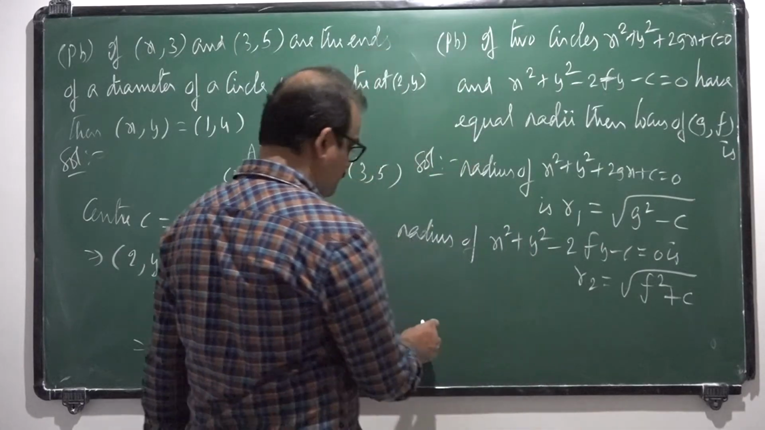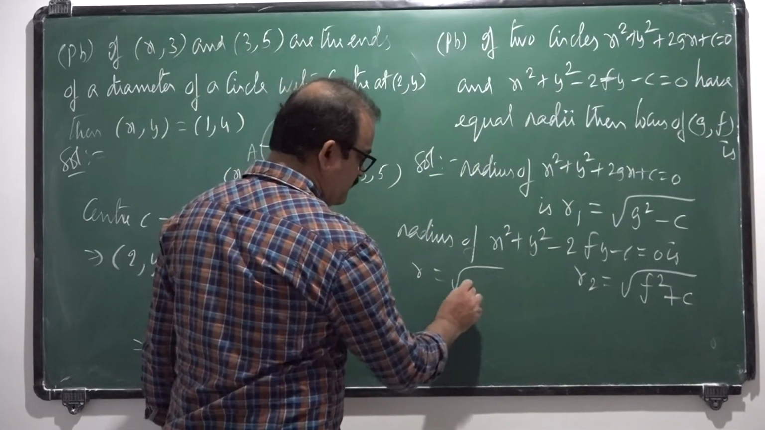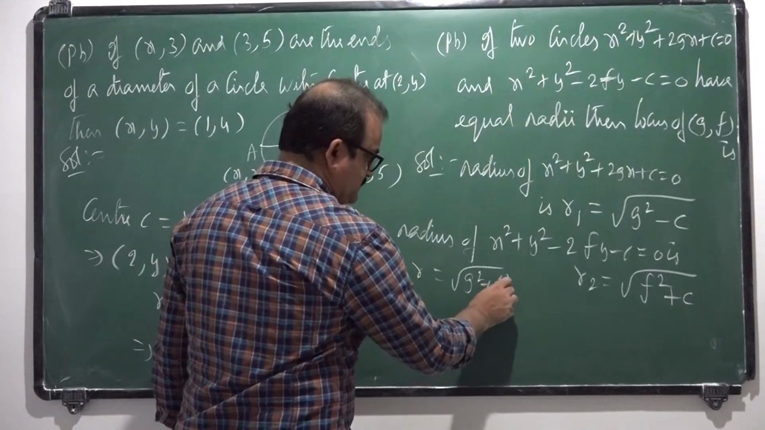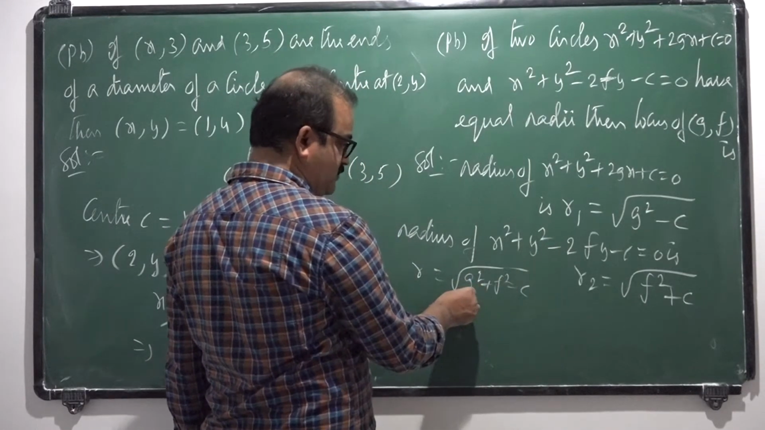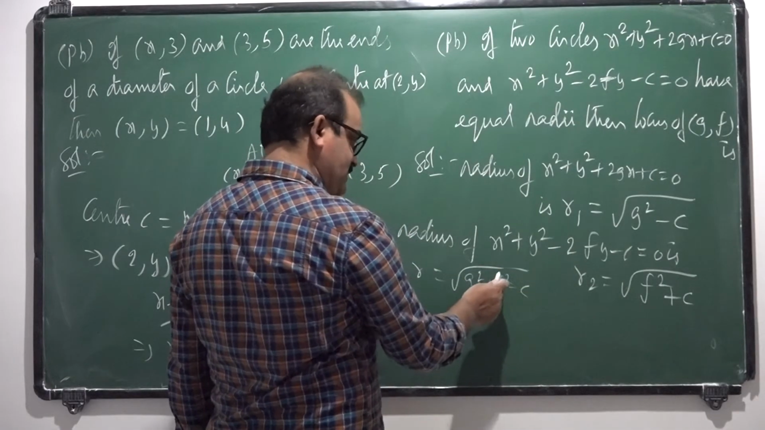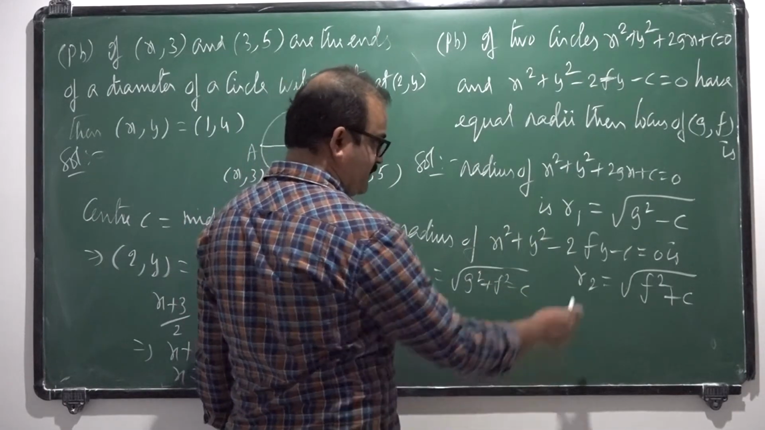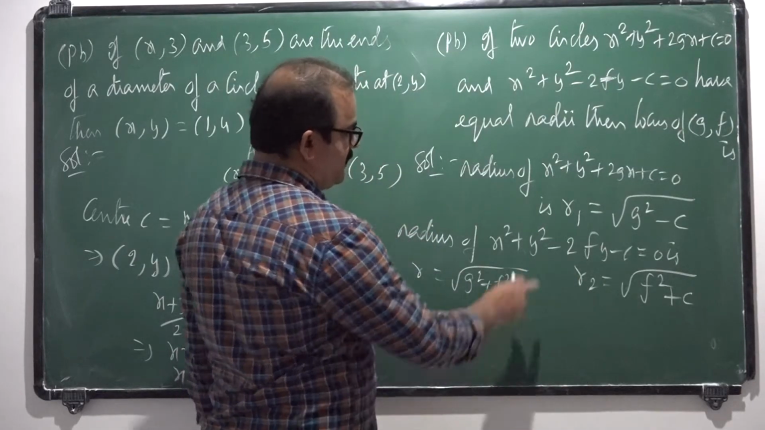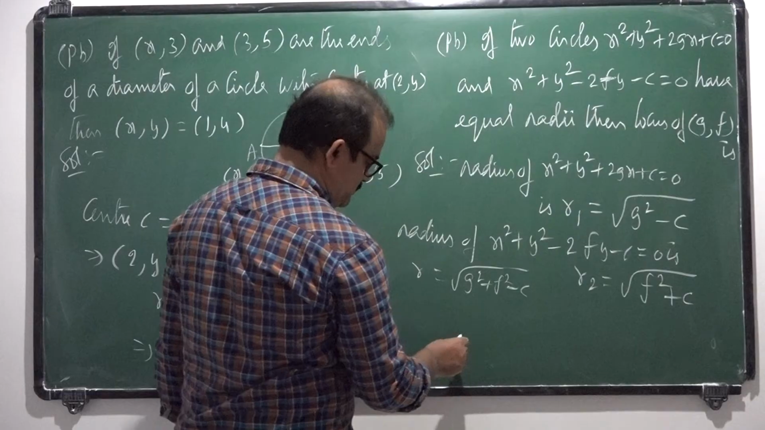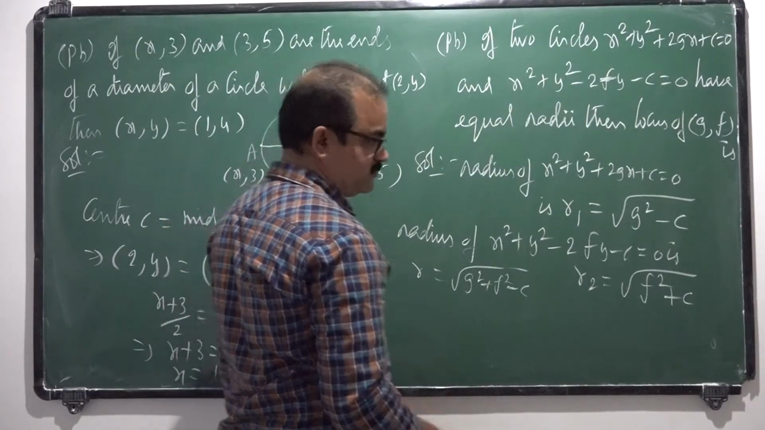What is the formula to find the radius? Root of g square plus f square minus c. Here there is no x coefficient, so g is 0, f is minus f, whole square f square, c is minus c, minus into minus plus c. Here the radii are equal, given r1 is equal to r2.